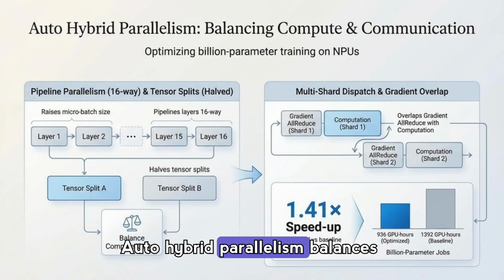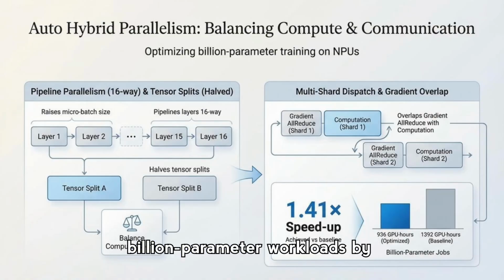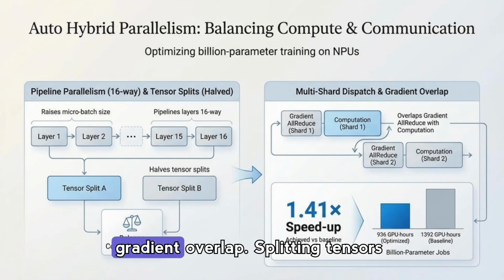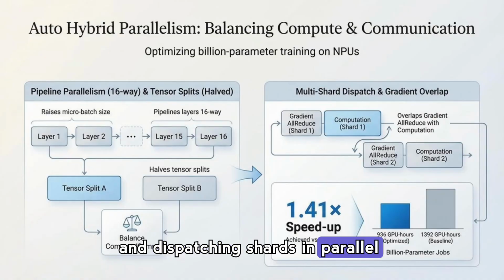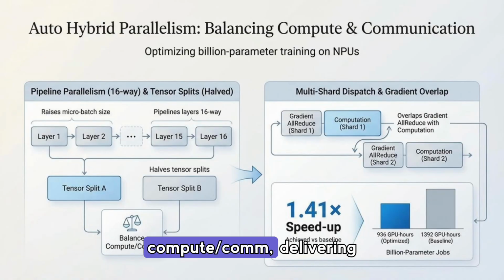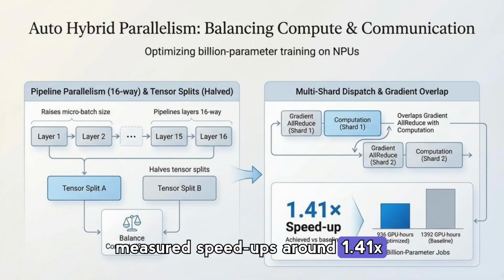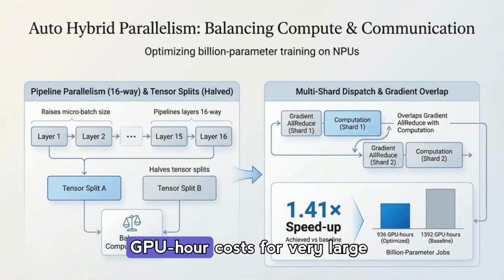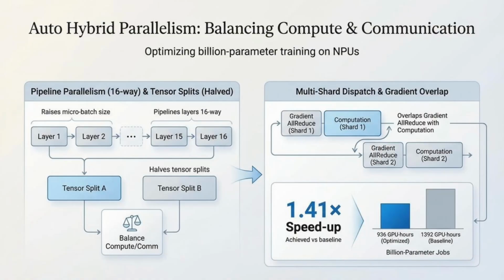Auto-hybrid parallelism balances compute and communication for billion-parameter workloads by combining deep pipeline parallelism with tensor splits and multi-shard gradient overlap. Splitting tensors and dispatching shards in parallel raises micro-batch size and balances compute, delivering measured speedups around 1.41x and substantially lowering overall GPU hour costs for very large training jobs.